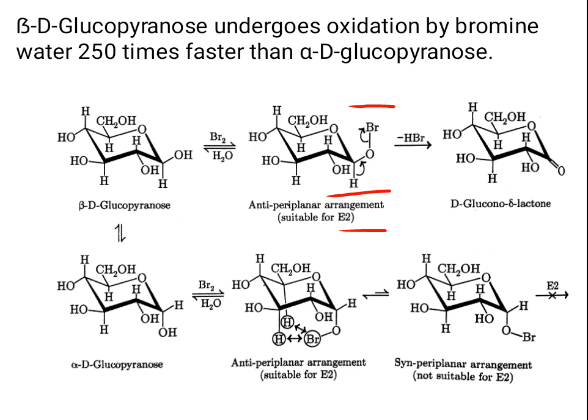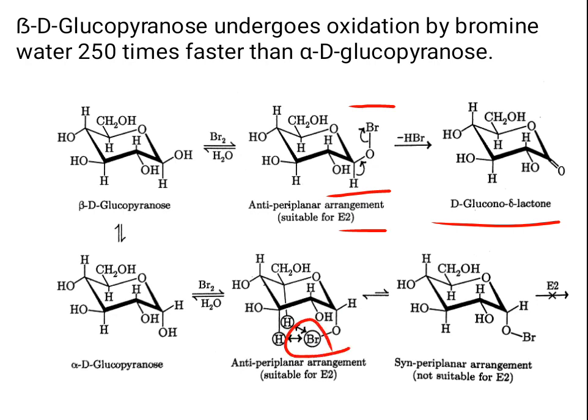So you are getting D-gluconodelta lactone. But in case of alpha D glucopyranose, when you treat it with bromine water, if this H is here, because the hydrogen is in equatorial position, you have to keep this bromine here so that it can become anti-periplanar.